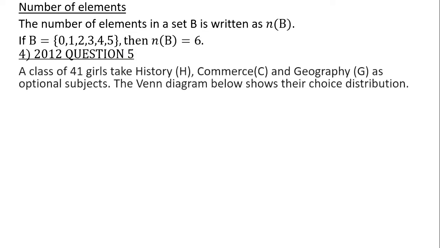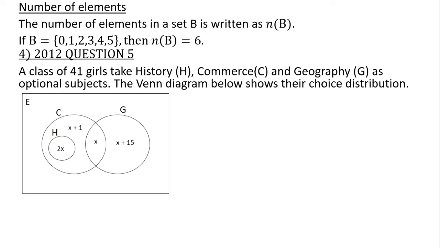We have 2012, question 5. A class of 41 girls take history, commerce, and geography as optional subjects. The Venn diagram below shows their choice distribution. Calculate the value of x.